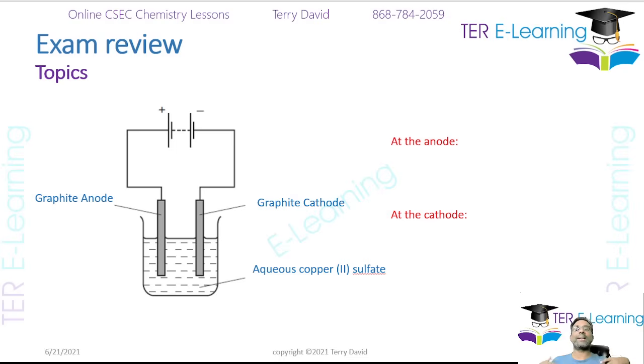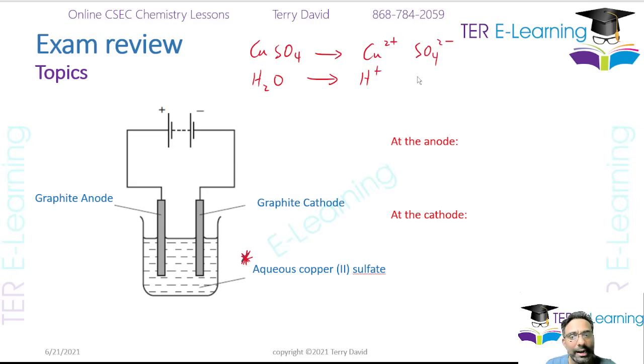And this has to do with the fact that depending on what electrode I use is going to affect what is going to happen. So here's what's happening here. My electrolyte is aqueous copper 2 sulfate, that's CuSO4. So the ions present here will be Cu 2+ and SO4 2-. But again, because you're in solution, you have water present, so I have 2 sets of ions present, H+ and OH-.